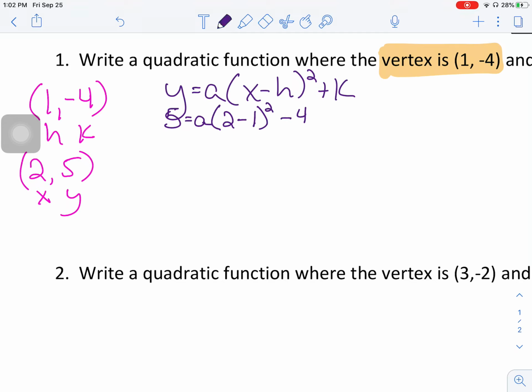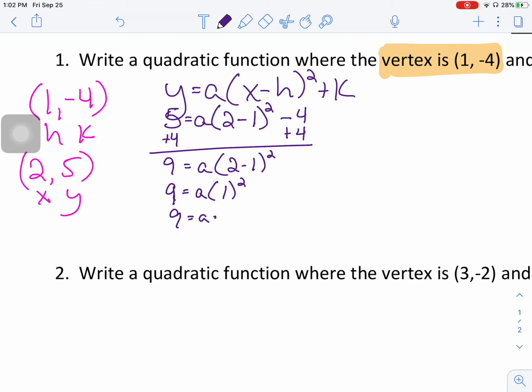So I've replaced everything in that vertex form equation except I don't know what a is. Now my job is to figure out a. I'm going to add 4 to both sides. So 9 is equal to a times (2 minus 1) squared. Inside the parentheses, 2 minus 1 is 1. 1 squared is 1, that's going to turn into a times 1, which means a is just 9.